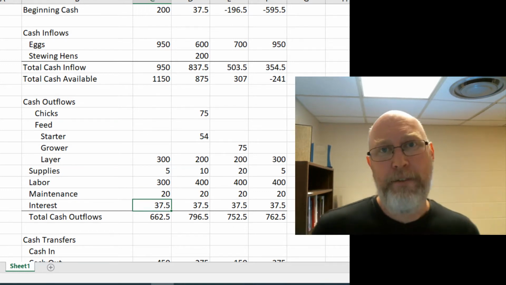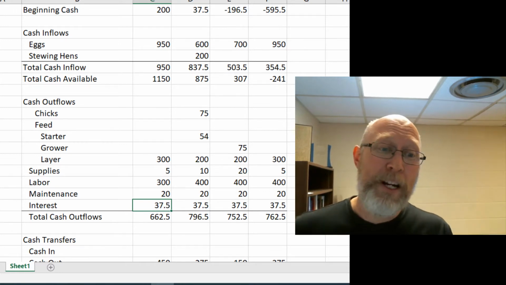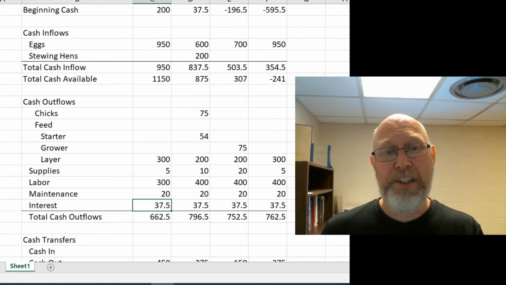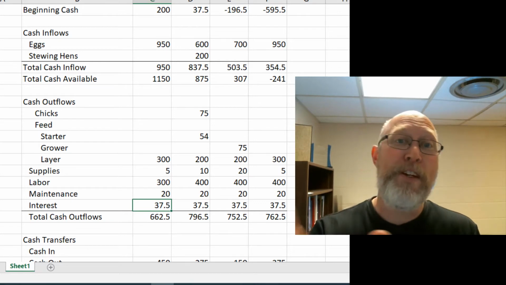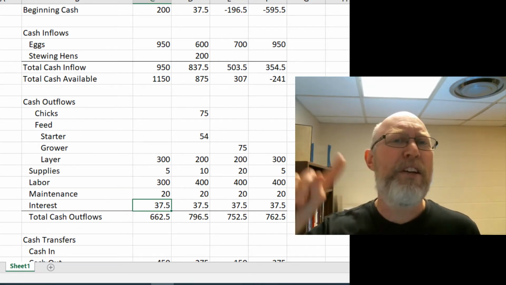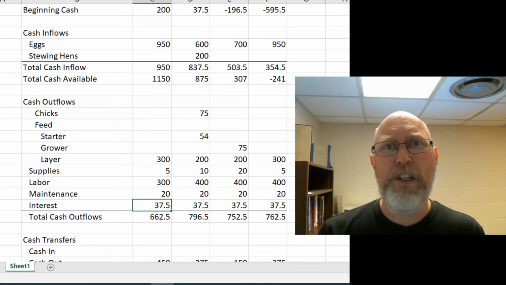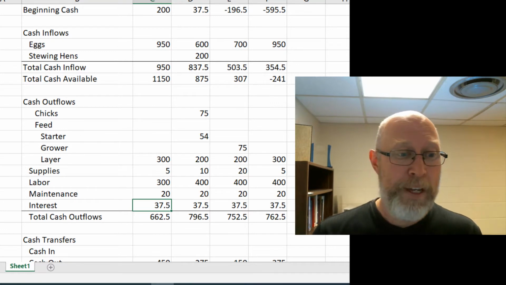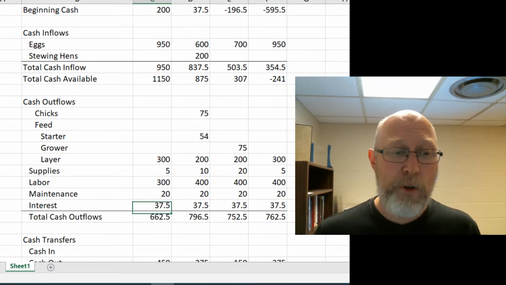Interest. We've imagined that we've borrowed some money and I'm putting down interest expense. Again, this is just based on a previous budget. I'll make sure I give you a link to it here somewhere so that you can see it and reference it. And so we've got a total cash outflow.